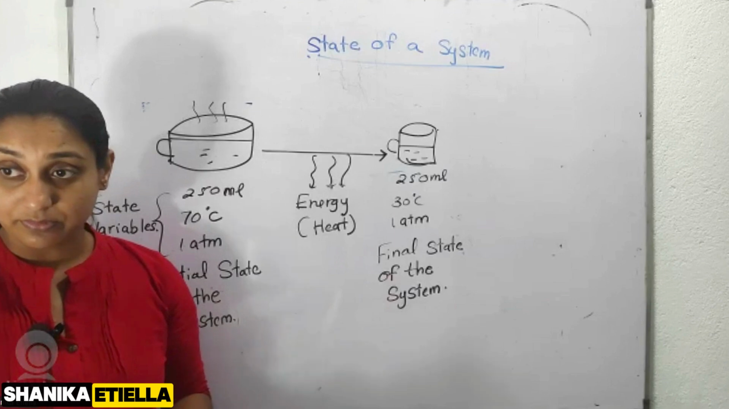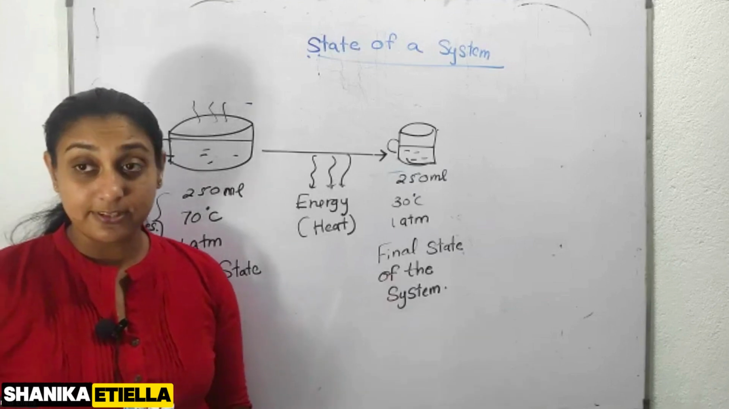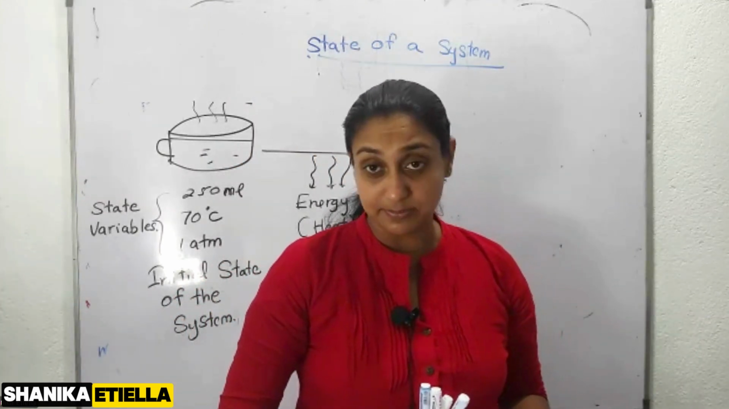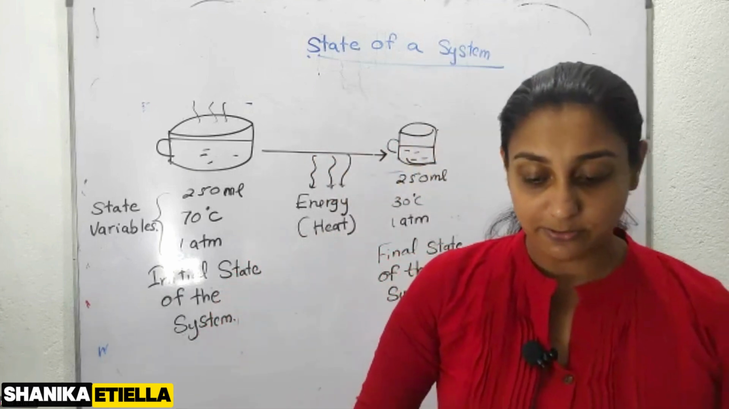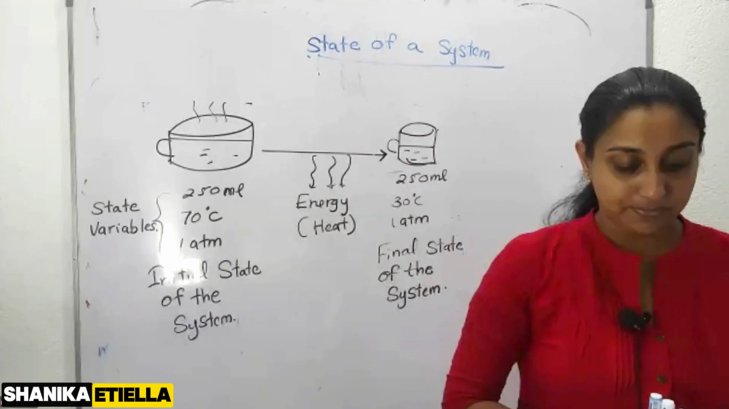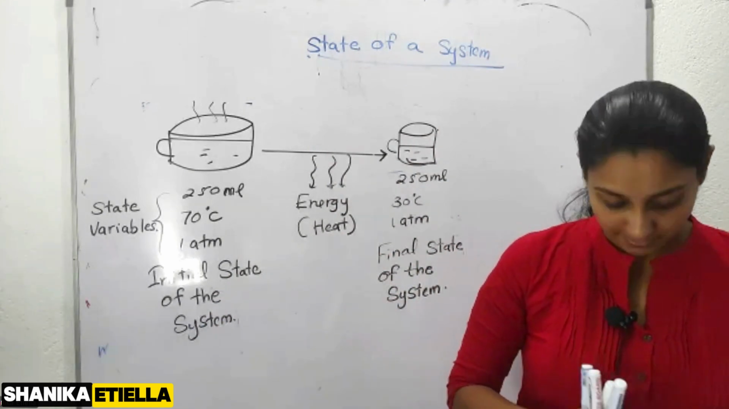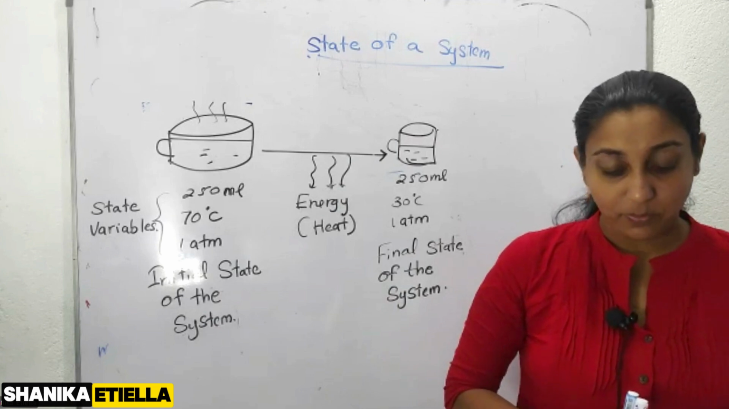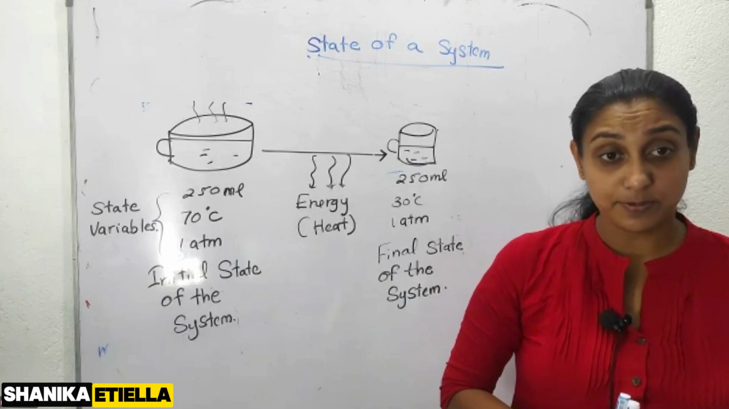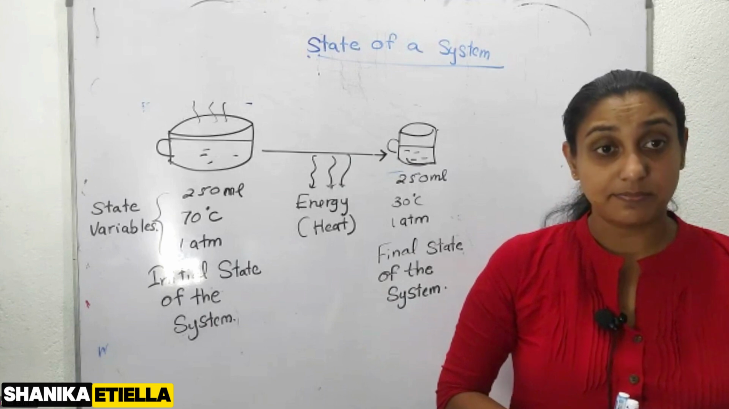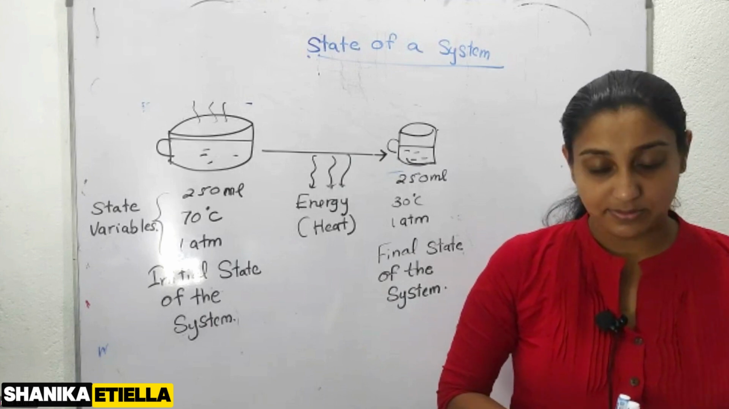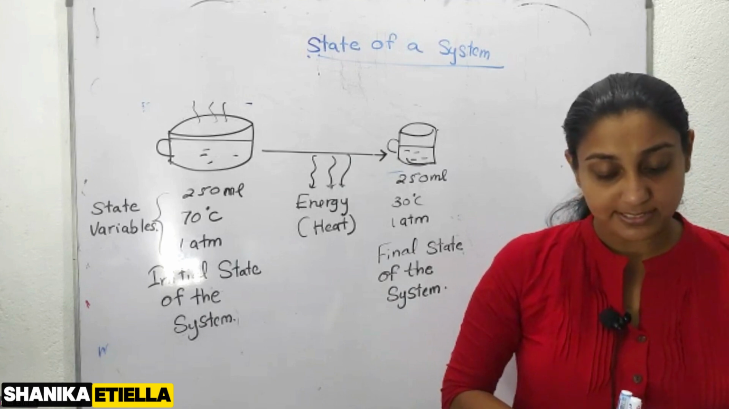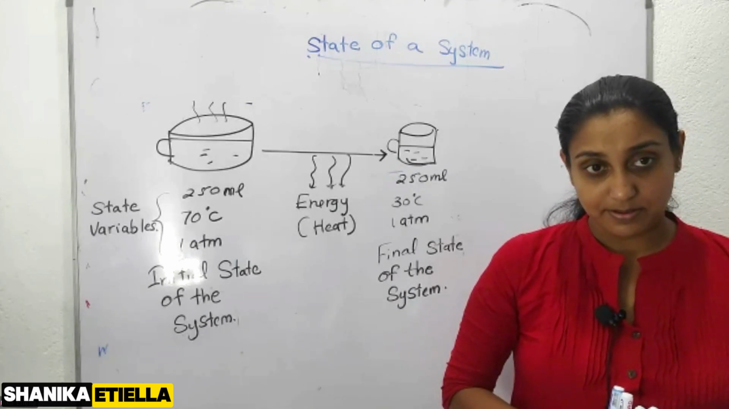Write down: if the values of state functions of a system are known, all other properties like mass, density of the system become specified.